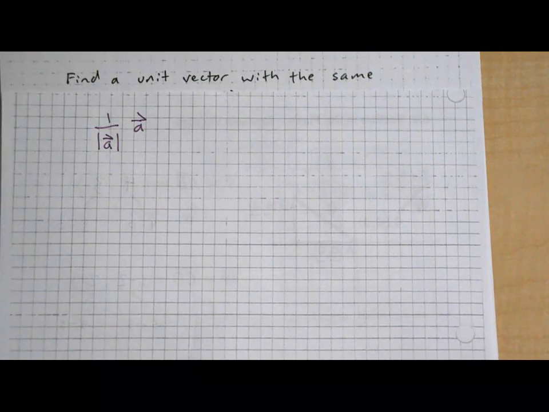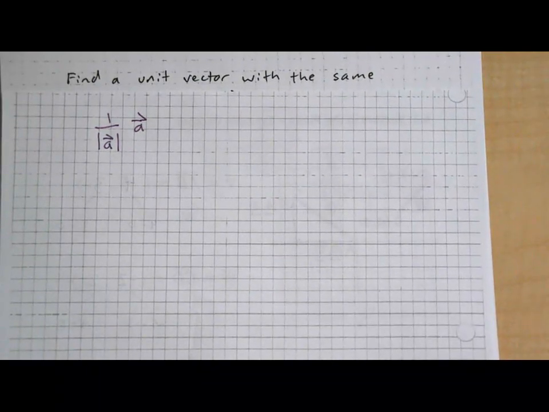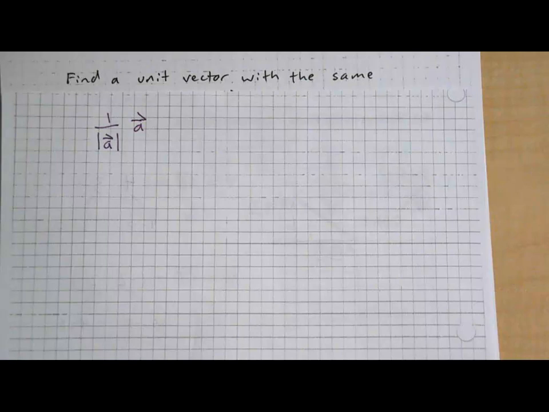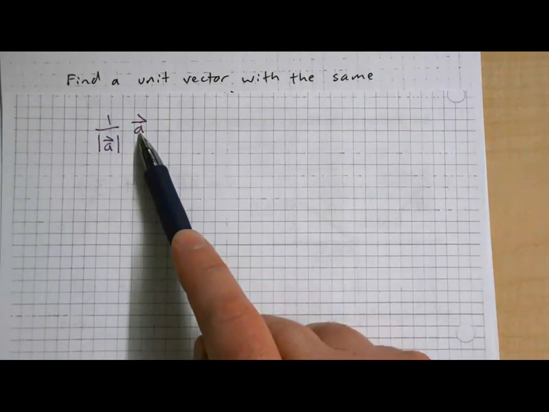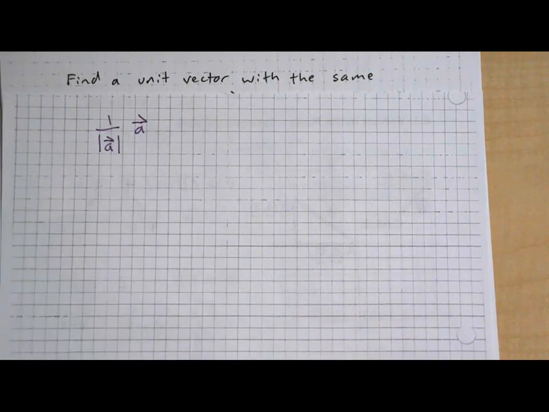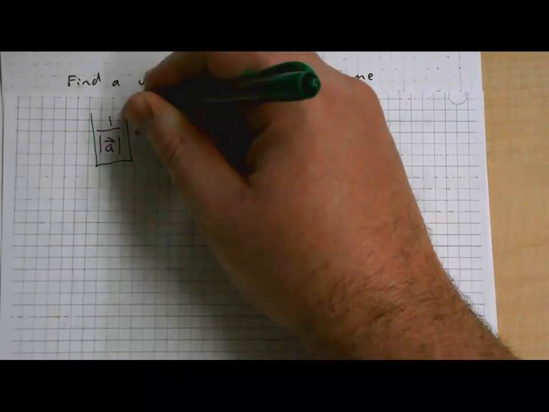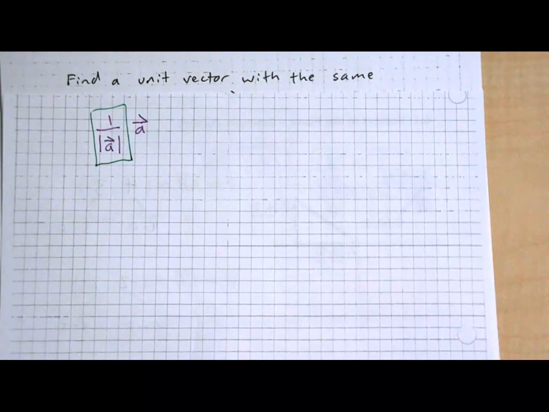Anybody want to put it into words for me? What did I just do to vector A? So I'm multiplying vector A by, can we all see that this is a scalar? Okay. So I have some news for you.